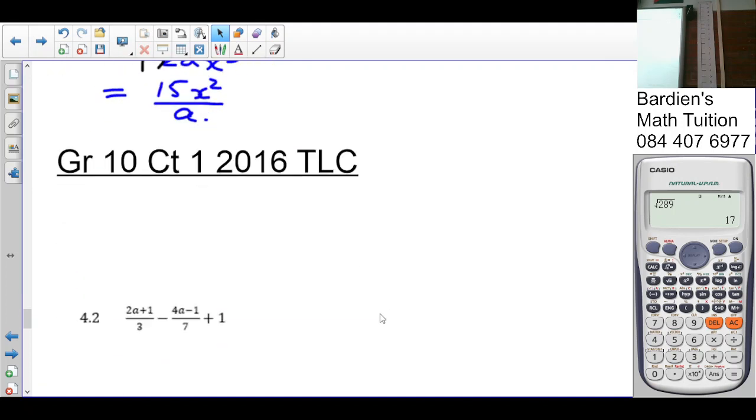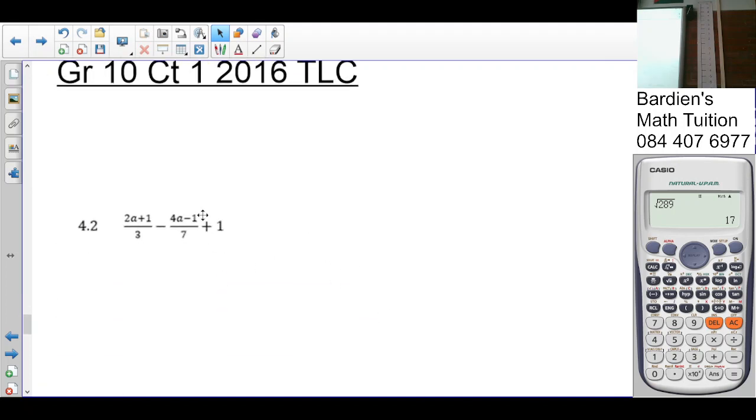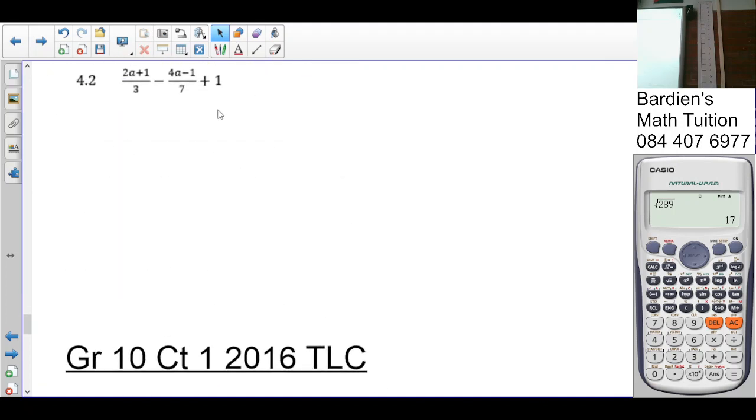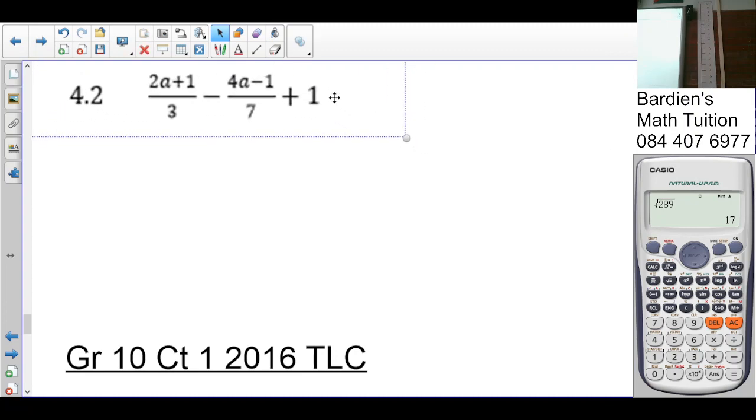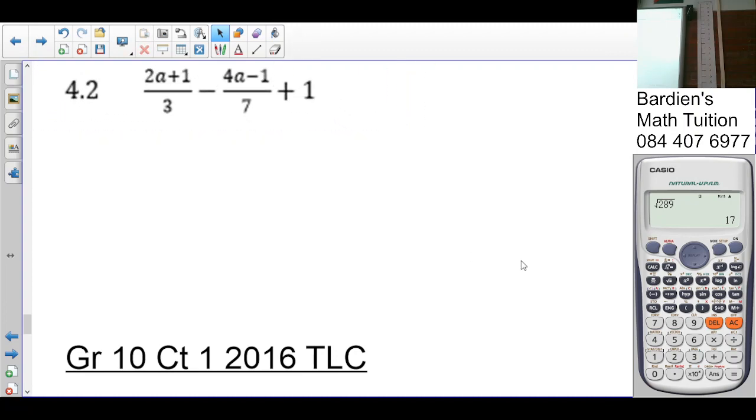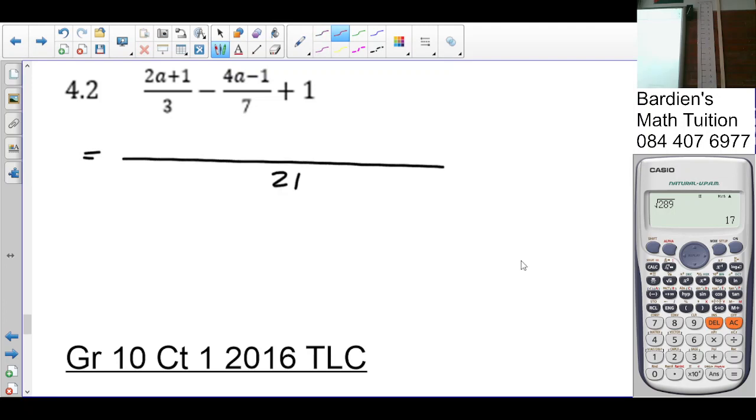Go to the next one. So what's your LCM here? Of course your LCM is 21. So the sum is times by 7, times by 3, times by 21. Note that I never multiply it out straight away. I first say 7 into 2a plus 1 minus 3 into 4a minus 1. So the mistake always comes in this term here.